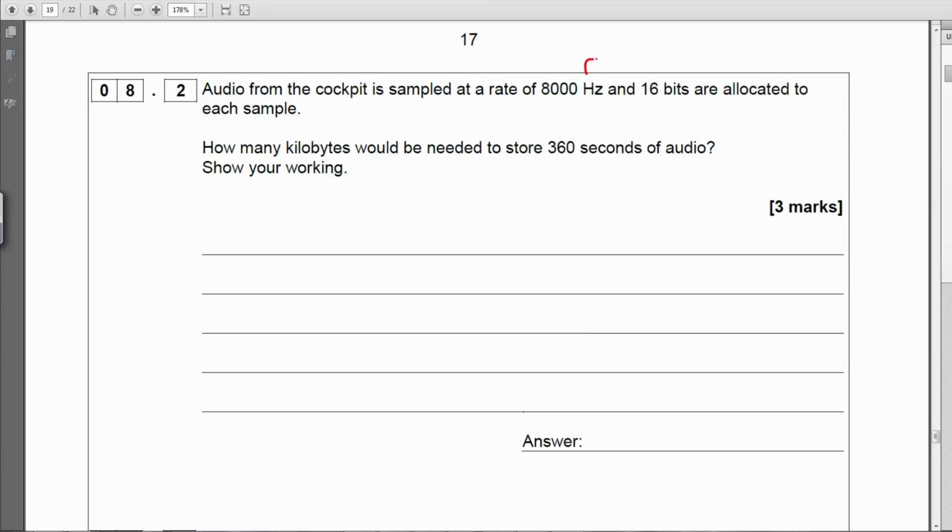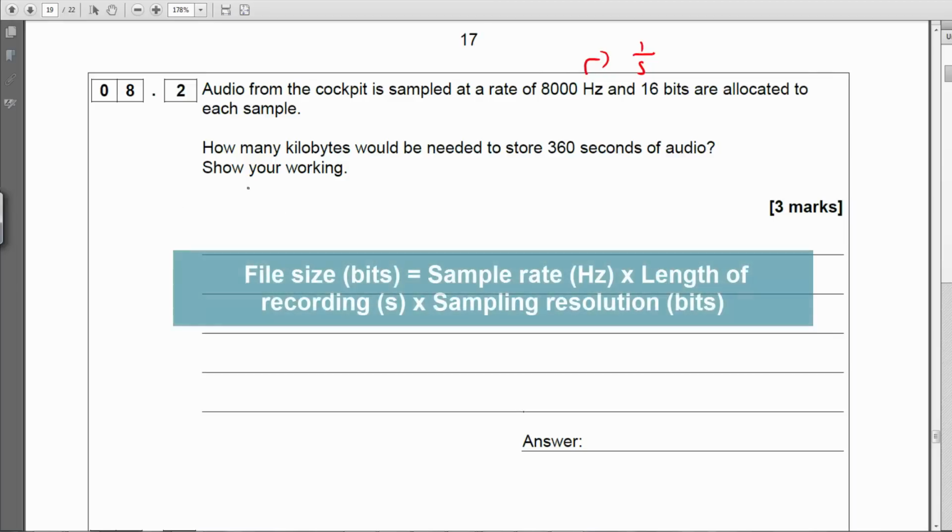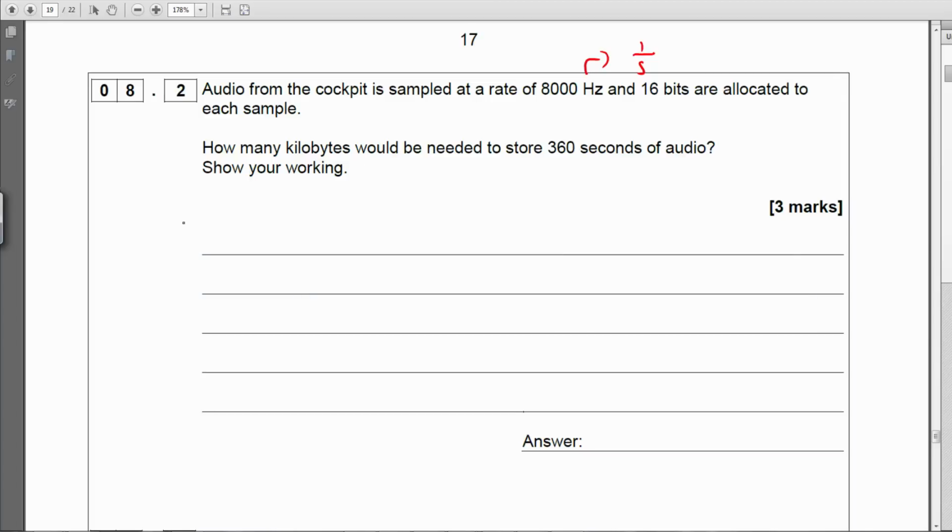The unit Hertz just means per second, so 1 over seconds. And we're saying 16 bits allocated to each sample. What I tend to do, I've got a feeling there's a formula for this, but I honestly can't remember it. If I find it, I'll add it on in editing. But first thing, you don't have to use a formula. What I'm going to do is work out how much data is stored in 1 second of audio, and then we'll multiply it by 360.